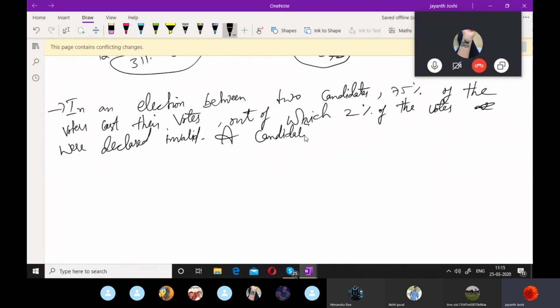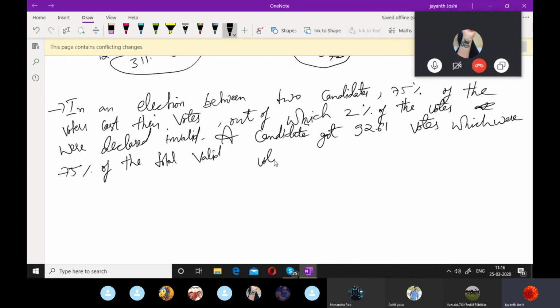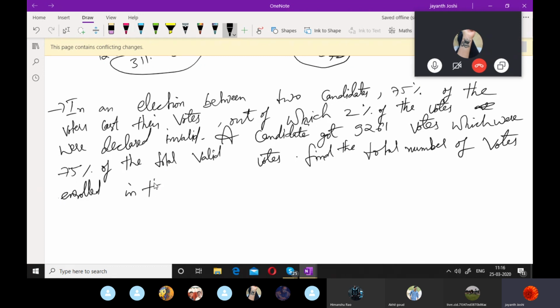A candidate got 9,261 votes, which were 75% of the total valid votes. Full stop. Find the total number of votes enrolled in that election. This is the question.